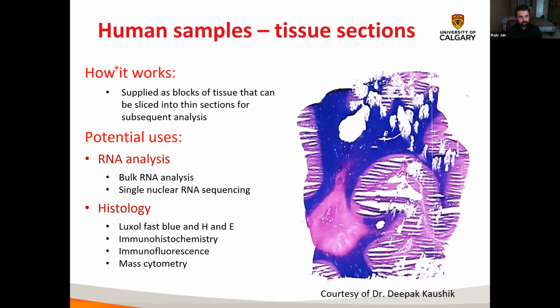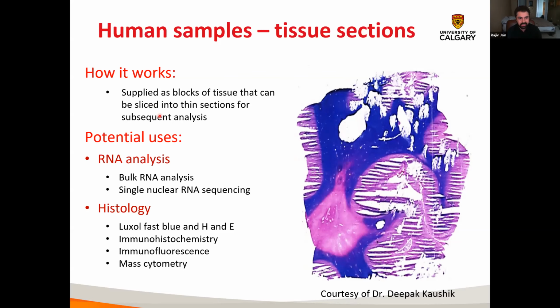Okay, so as far as human samples go, the one type of sample that you're most likely to get your hands on would be a tissue section. The reason for this is that tissue sections are usually donated by individuals post-mortem, so they're not really invasive. It's pretty easy to acquire these, and so most labs can get their hands on them.